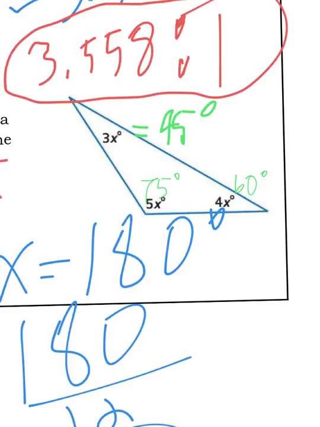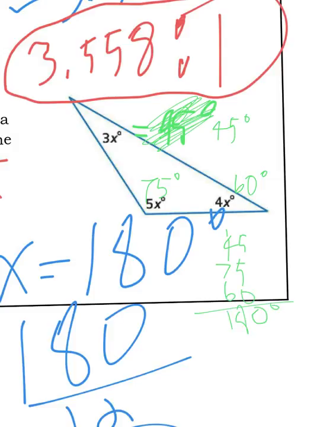It's not erasing on my tablet, so I'm just going to write 45 again. And then remember, you can always do a check. What's 45 plus 75 plus 60? 5 plus 5 is 10. So 4, 5, 12, 6. That's 180. We did it right. Yay.